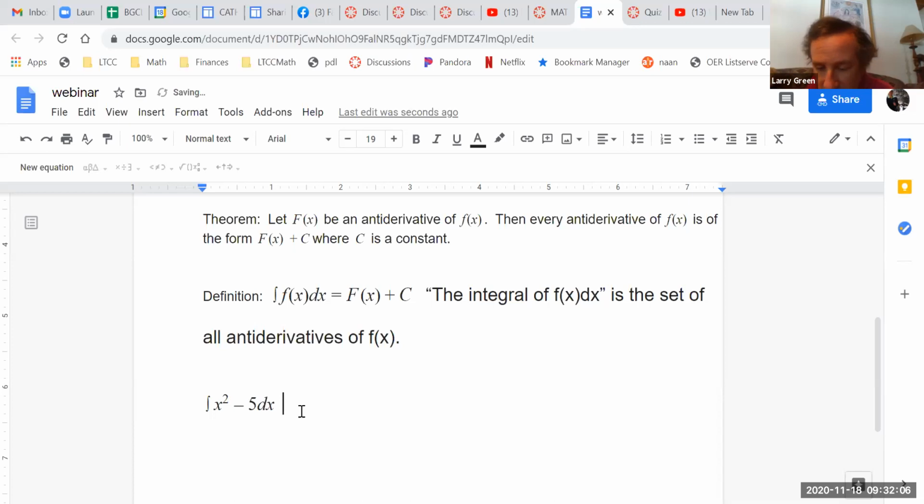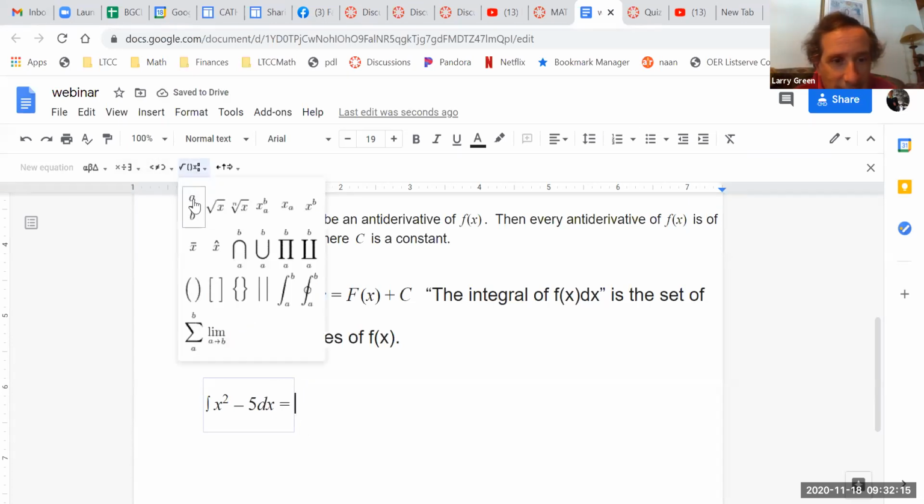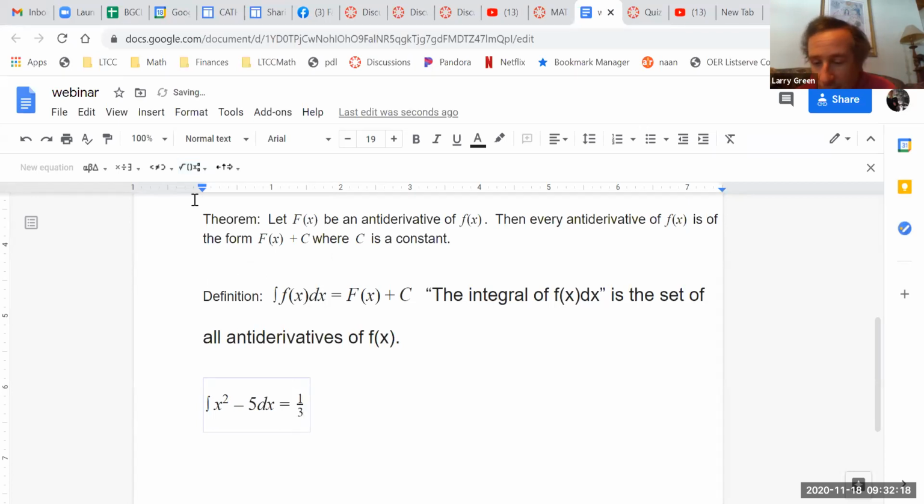But we can deal with that extra 3 by doing the following. We can take 1/3 x cubed. And the idea is now when you take a derivative, that 3 comes down, and 1/3 times 3 is 1, and you don't have any extra numbers. The power goes down by 1 to be an x squared, and that will work. Can you all see that its derivative is x squared?